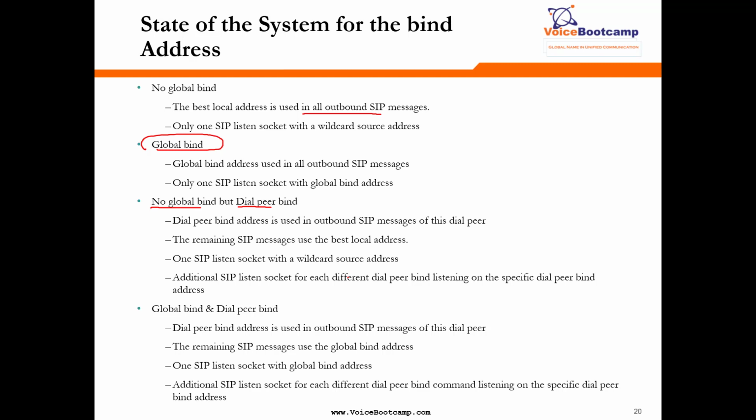So if you have two dial pairs with a SIP bind command, then there will be two additional listening sockets, one for each, plus one with the wildcard source address. So the global bind and a dial pair bind. The dial pair bind address is used in outbound SIP messages. The remaining SIP messages will then use the global bind address. One socket is open for the global bind address, and an additional socket will be open for each dial pair that has a bind command.